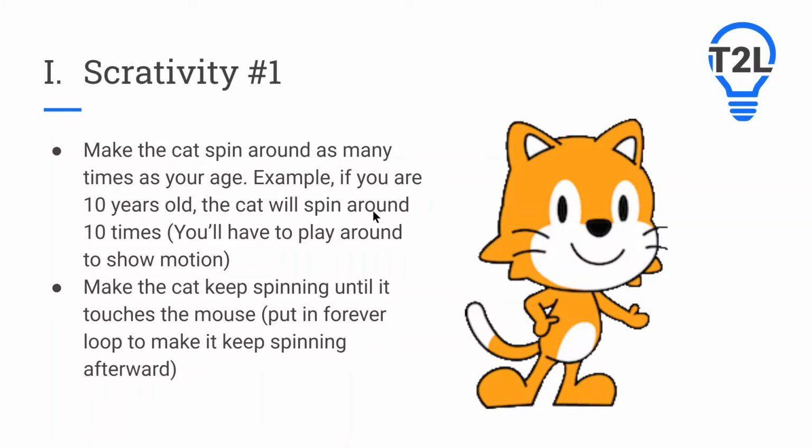So Scratchtivity number 1, okay? Make your cat spin around as many times as your age in years. So if you're 10 years old, the cat will spin 10 times. That's part 1, and then part 2 is make it spin until it touches the mouse. Just like it spins unless the mouse is touching it, right? If the mouse is touching it, it doesn't spin. If the mouse is not touching it, it spins.